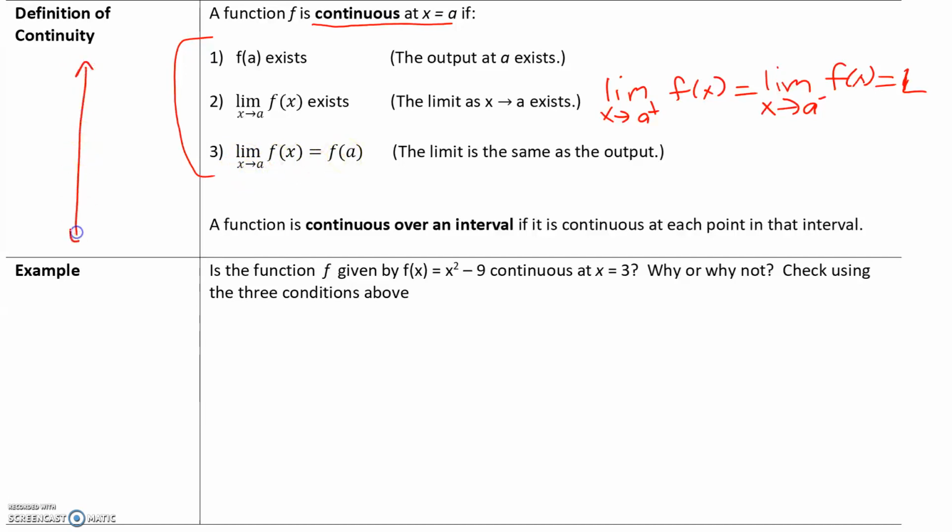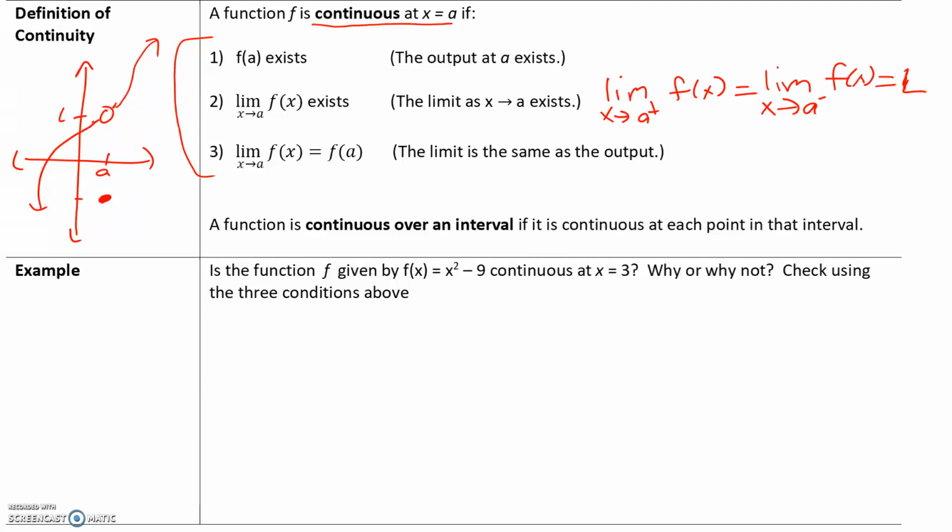Because remember, this can happen. You can have this function, for example, as x approaches a from the left, the limit is going to be L because the graph is approaching L. As x approaches a from the right, so let's say this is a, the limit is going to be once again L. So the limit as x approaches a of f of x is going to be L from the left and right. The limit is L both ways. However, f of a could be some number down here. And so the limit as x approaches a of f of x is not equal to f of a. That can happen. So in this case, this function is not continuous. Okay, so we have to check all three of these conditions.